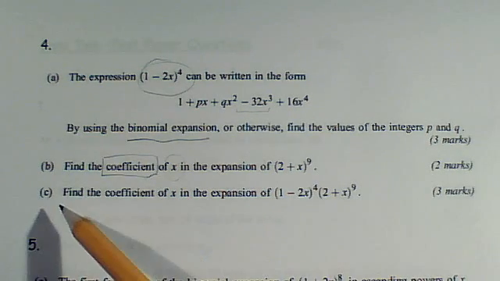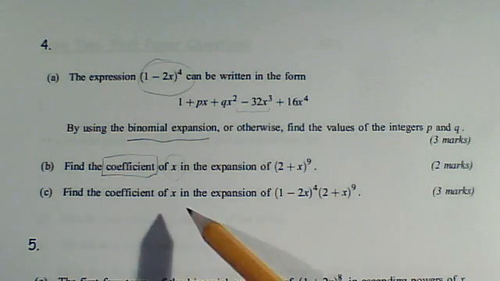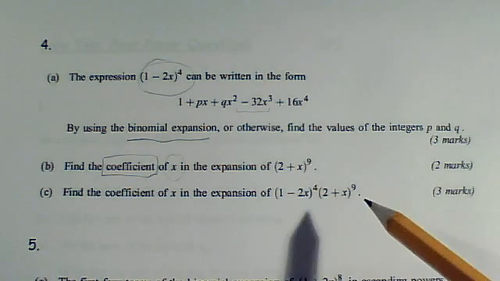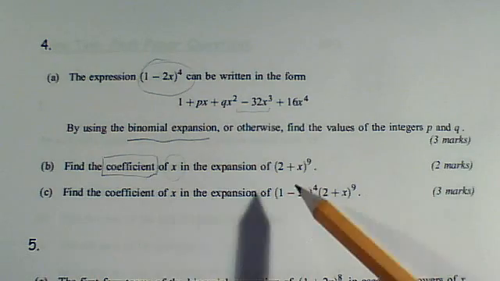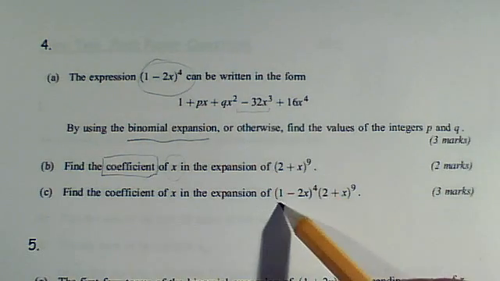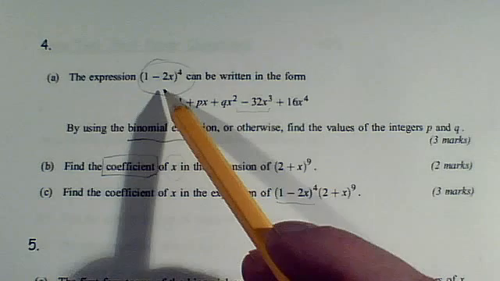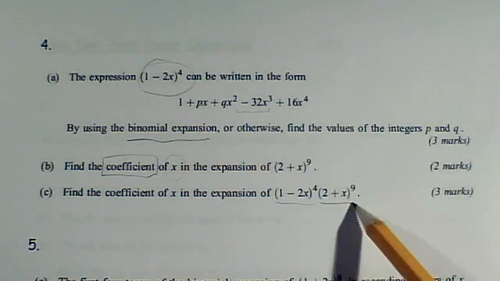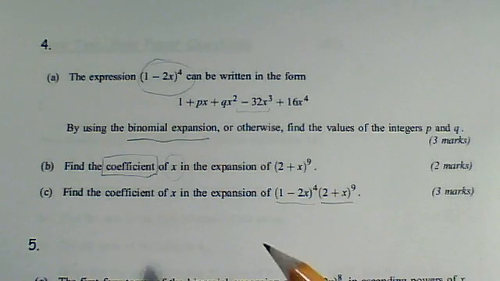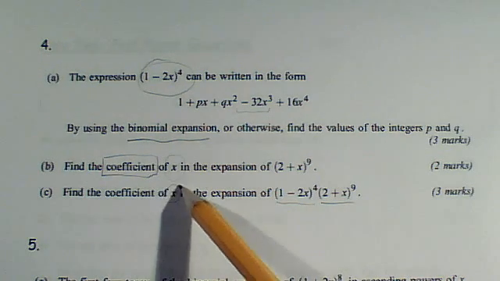And then in part C, we've got to find the coefficient of x in this big horrible expansion. Now it doesn't say hence, but you do need to realise that that part of it is what you expanded in A, and the second half is what you expanded in B. We just want the coefficient of x.